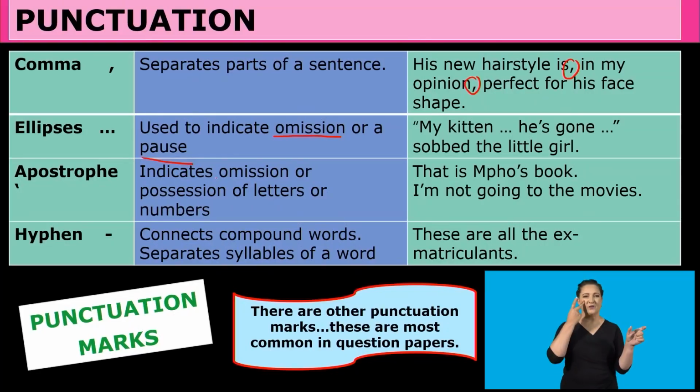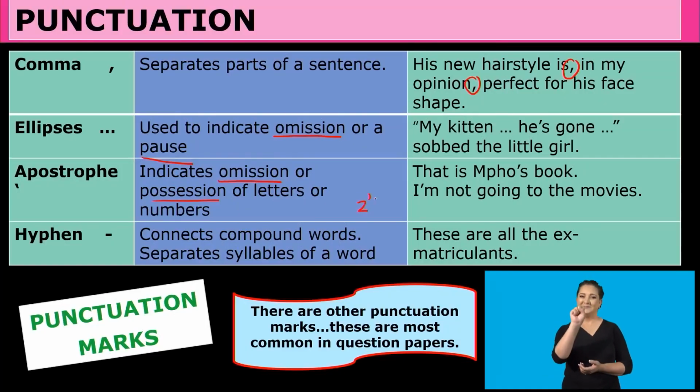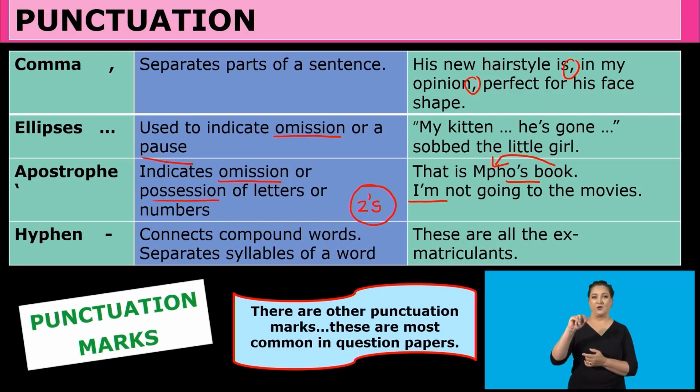Apostrophe indicates omission or possession. Now please take note, we can use it for letters and numbers, and many times learners fail to see that we can write, we are counting in twos, all right? So we need our apostrophe in that case. So when you encounter that in the exam, remember that is an apostrophe, all right? Now, this is Humpo's book. Can you see that this book belongs to Humpo and we're indicating it by using the apostrophe? In this case, there's the apostrophe for contraction, all right? I am, shortened or contracted to I'm, okay?